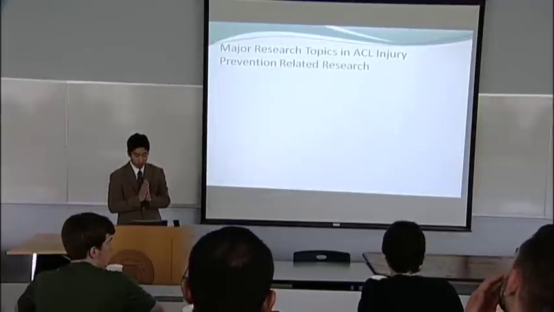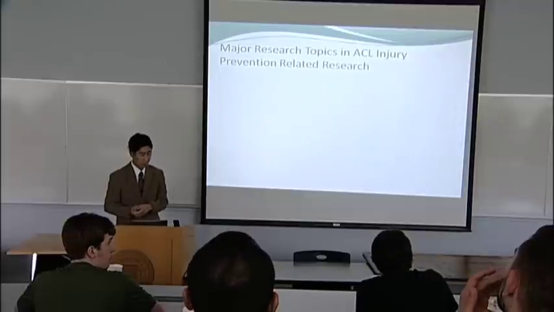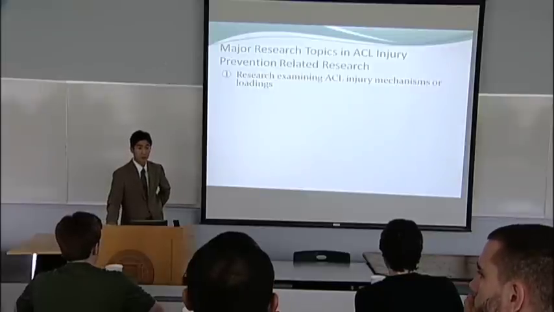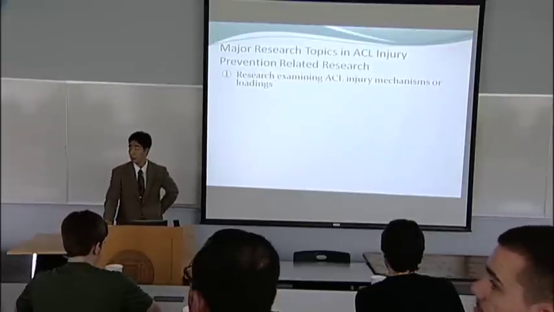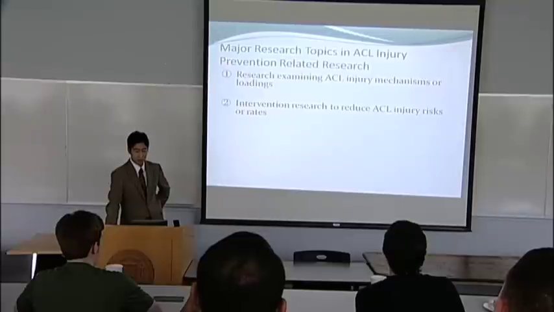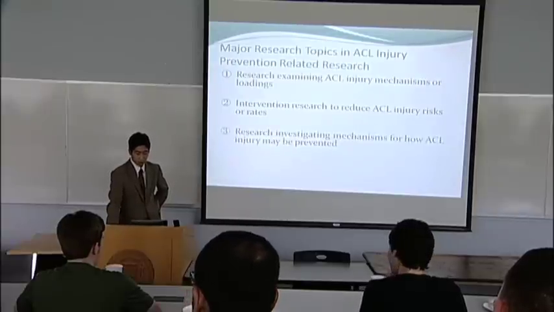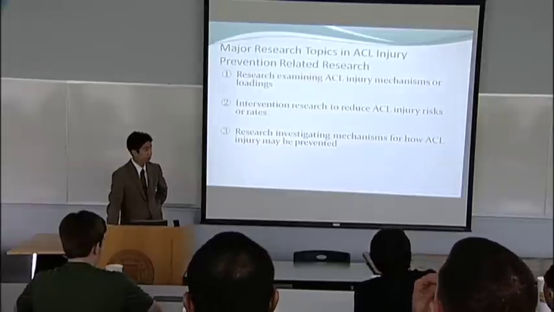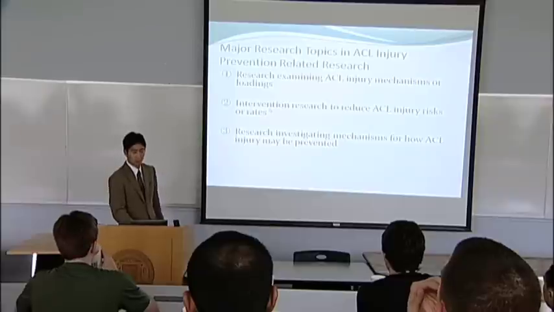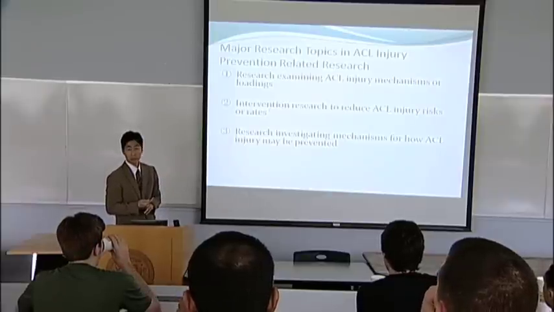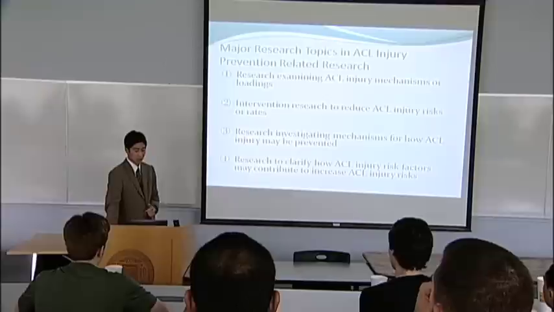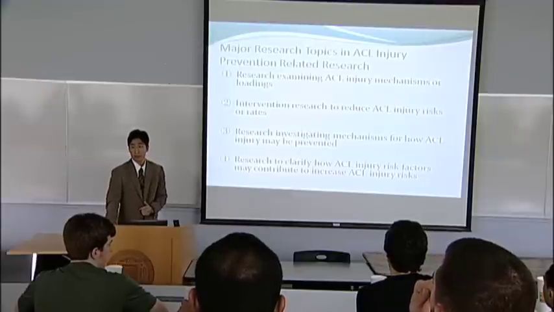But we have major research topics in ACL injury prevention related research. One is research examining ACL injury mechanism or loadings. Eric is doing this kind of research a lot. Another one is intervention research to reduce ACL injury risks or rates. And also research investigating mechanisms for how ACL injury may be prevented. This is more about how this intervention leads to some change in neuromechanics, and that leads to fewer injuries. And also research to clarify how ACL injury risk factors may contribute to increased ACL injury risks.